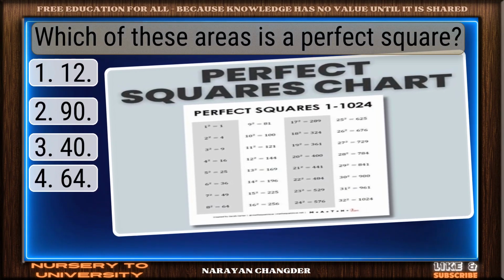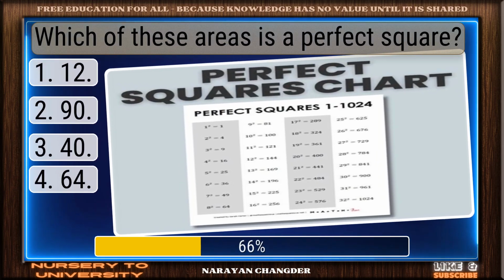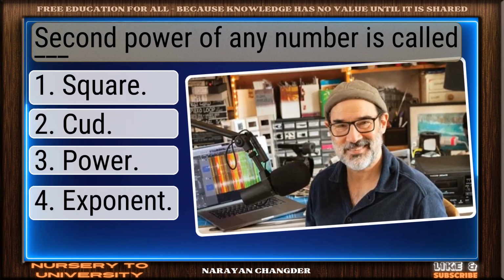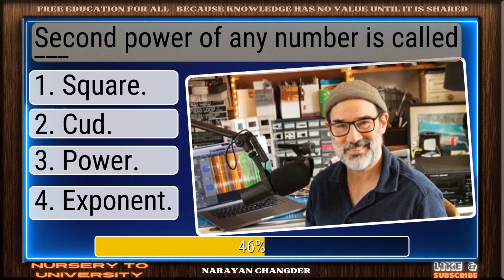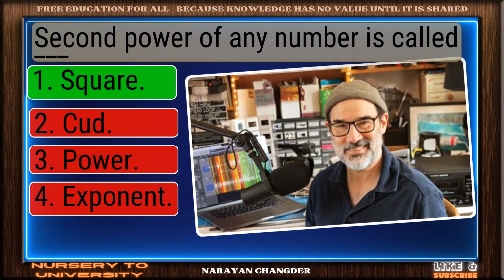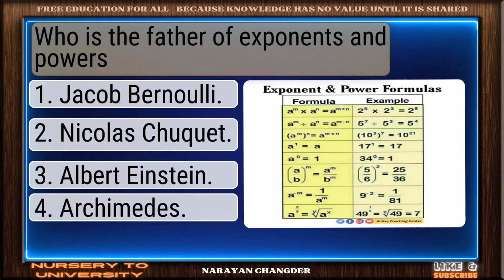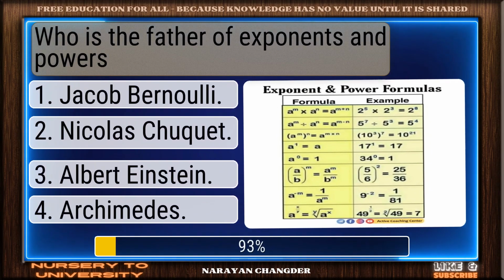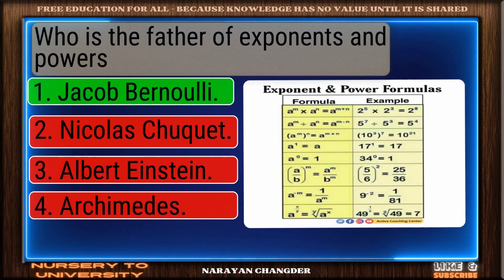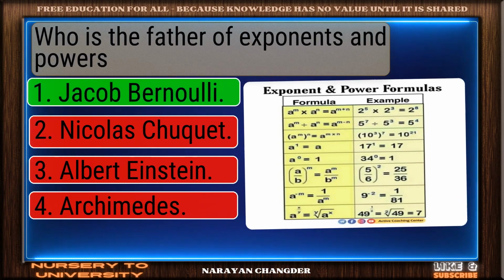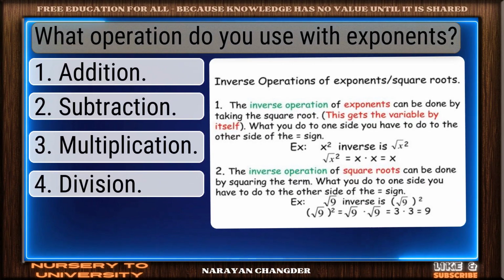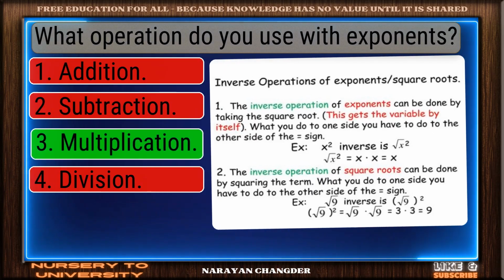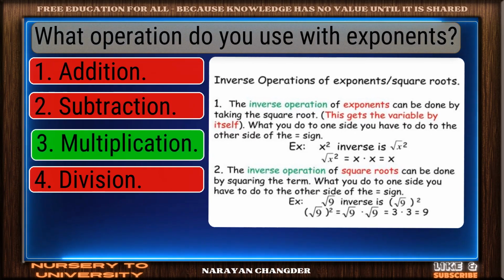Which of these areas is a perfect square? Smart move. 64 is an accurate answer. The second power of any number is called dash. Bravo! Square is the answer. Who is the father of exponents and powers? Sharp thinking. Jacob Bernoulli is the right choice. What operation do you use with exponents? Correct. Multiplication is the right answer.